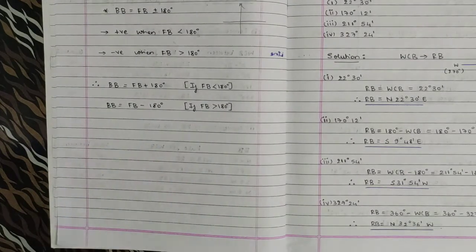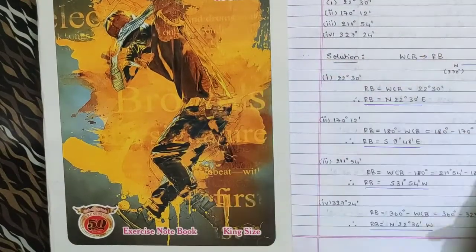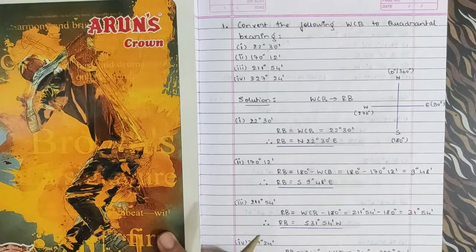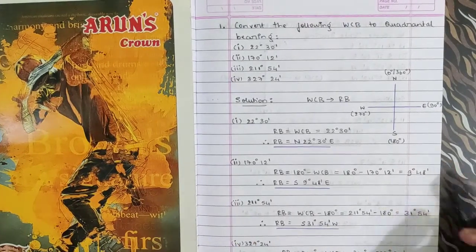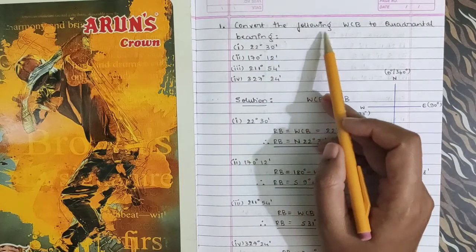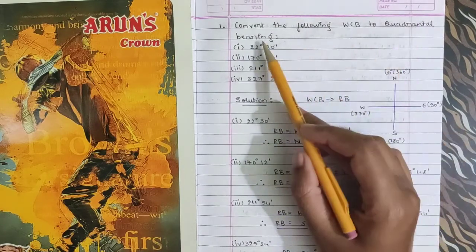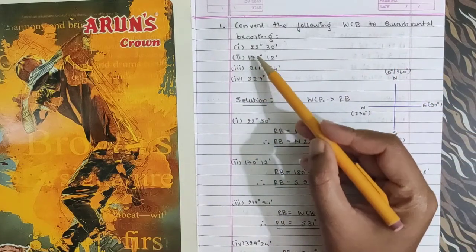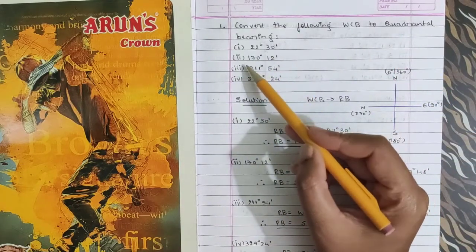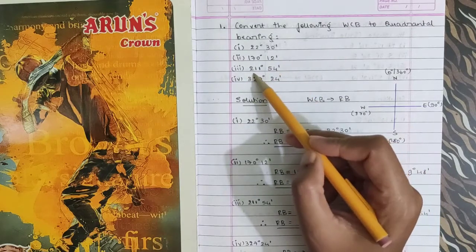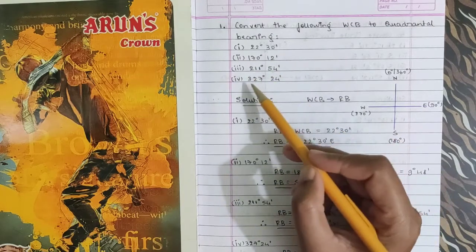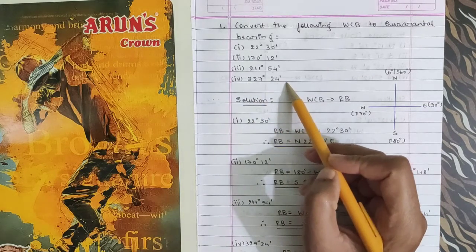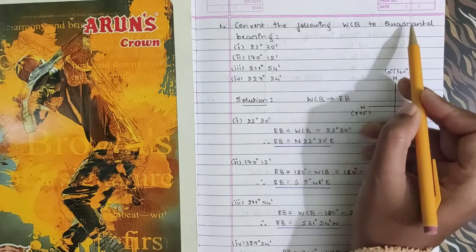Now first we shall solve the problems regarding the conversion of bearings from one system to the other system. This is the first numerical. Convert the following whole circle bearings to quadrantal bearing or reduced bearing. The bearings are 22 degree 30 minutes, 170 degree 12 minutes, 211 degree 54 minutes and 327 degree 24 minutes.